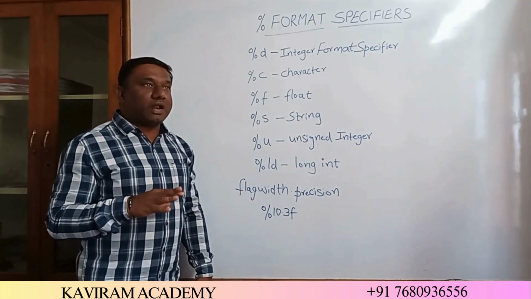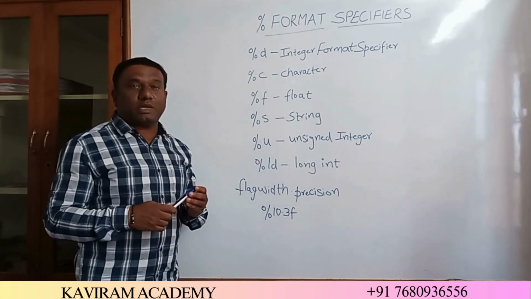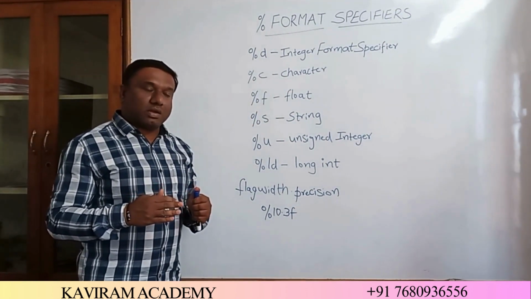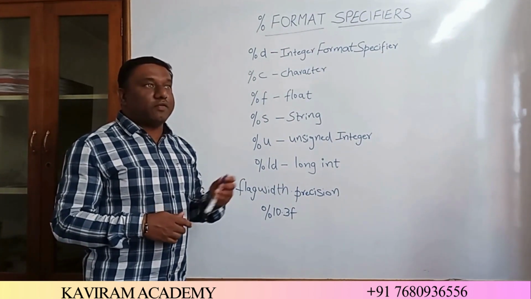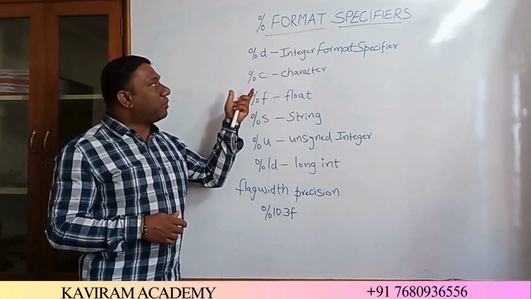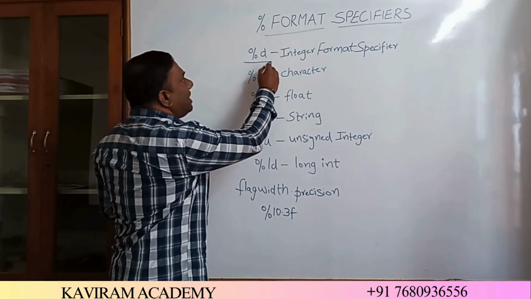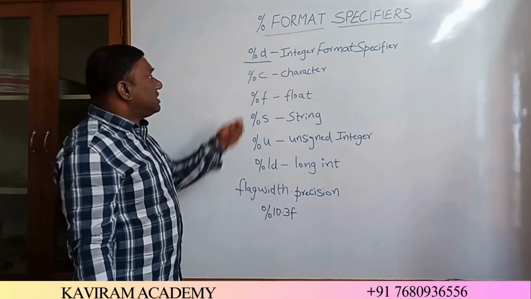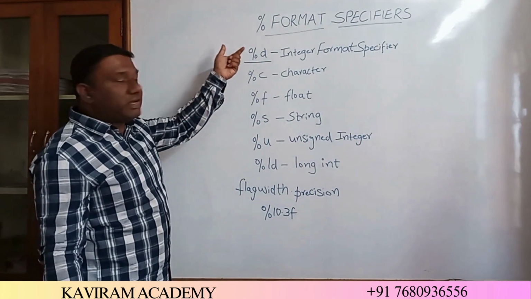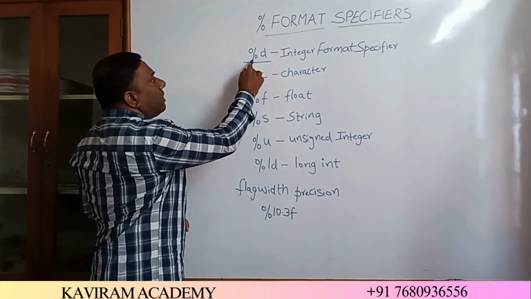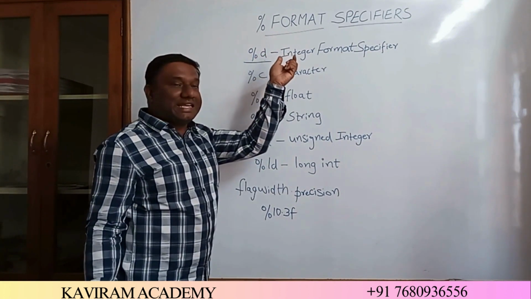Mostly we use these six format specifiers in our C programming. Yes, we have some more specifiers in ANSI C also, but basically we are going to use these. The first one is percentage d. As we have seen, a format specifier always starts with the percentage symbol. So percentage d, this d represents that it's an integer type.